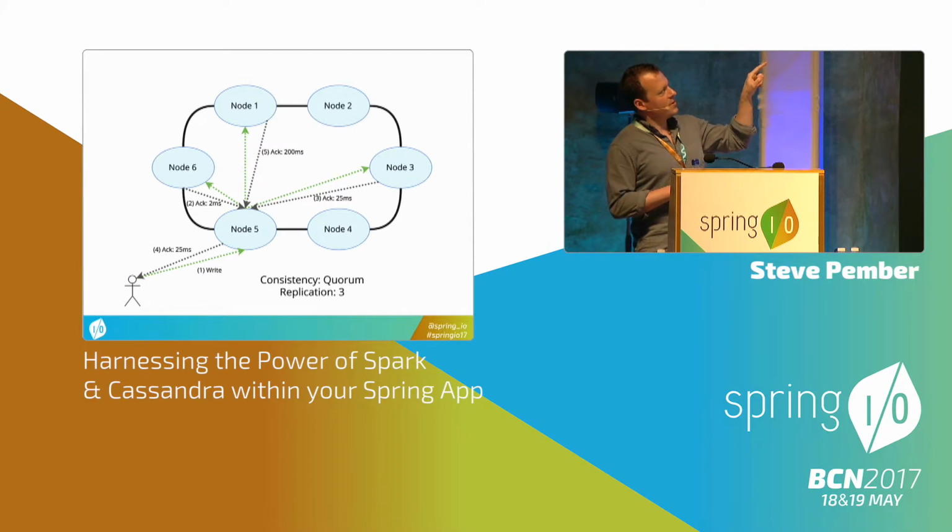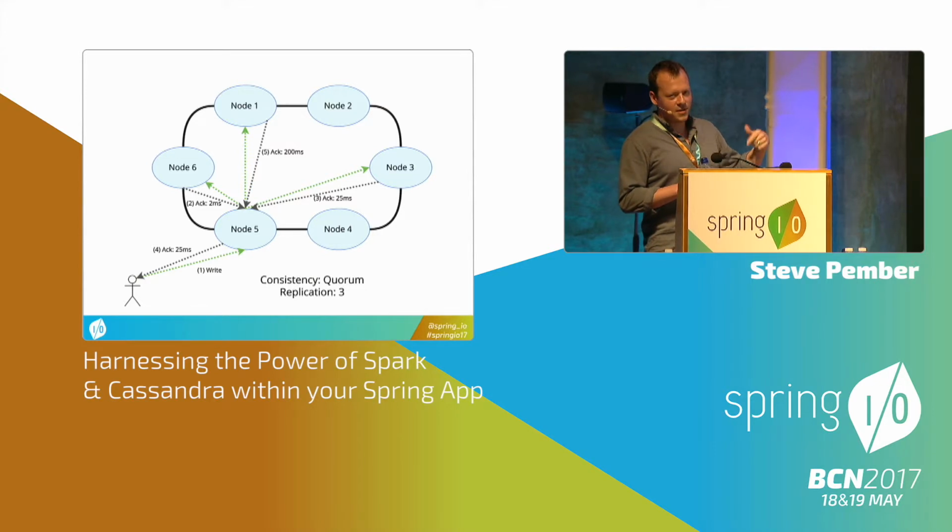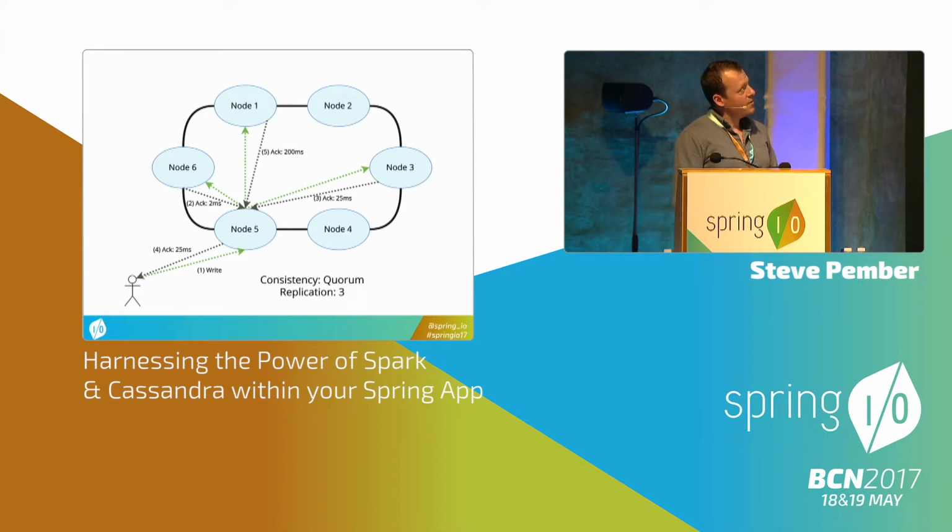So what's happening here is that the user writes some information to node 5. Node 5 says, great, I'm not responsible for this. I know that node 6, node 1, and node 3 are all assigned to it. The data is being replicated 3 times throughout the cluster. So each one of those is supposed to get it and write it. Node 6 writes and acknowledges in 2 milliseconds. Node 3 writes and acknowledges in 25 milliseconds. Node 1 is being a slowpoke and does it in 200 milliseconds. But the user gets a response at 25 milliseconds. Node 1 will eventually be consistent with the rest of the nodes, which is very interesting, I think.